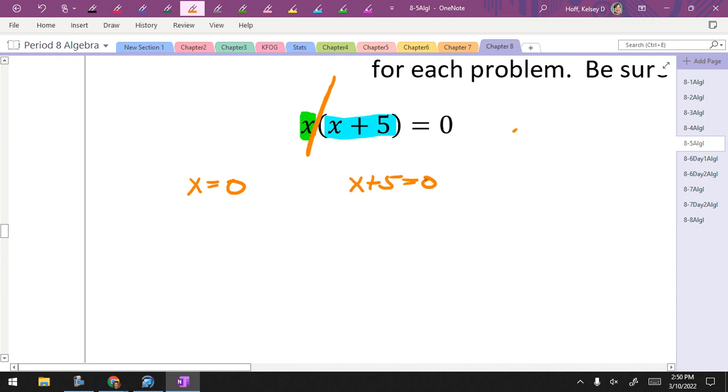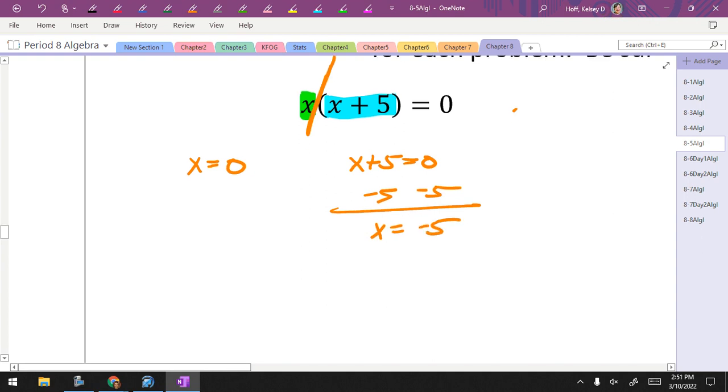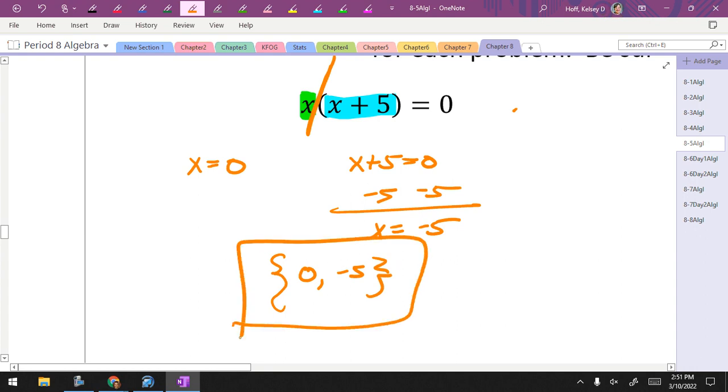How do I solve x equals 0? It's solved, x is by itself, right? How do I solve x plus 5? Minus 5, minus 5, x equals negative 5. Your answers go in braces, the little squiggly lines. You list the numbers. It doesn't matter what order they're in. Just make sure they are separated by commas. 0, comma, negative 5. That's not an ordered pair. You're telling me that x could equal 0 or x could equal negative 5.